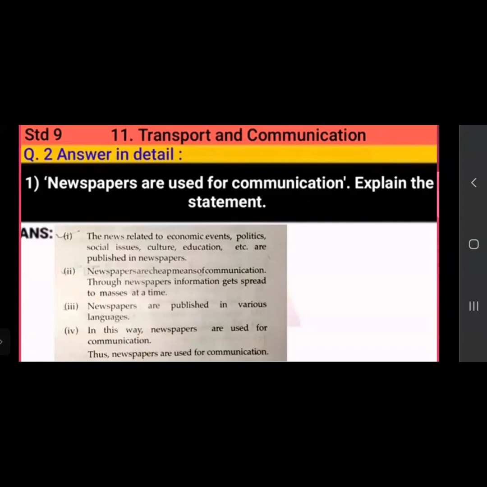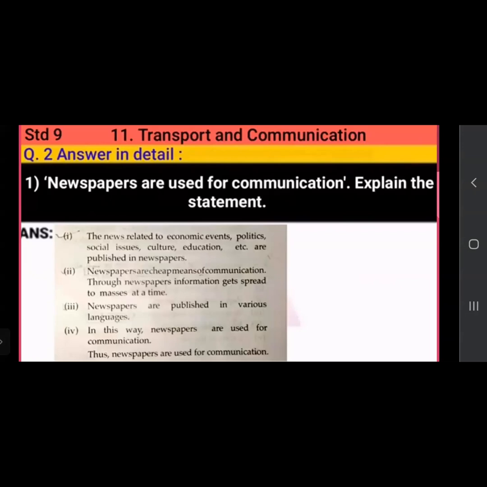Now, newspapers are used for communication. Explain the statement. This statement will be provided to you, and you have to explain it. The news related to economic events, politics, social issues, culture, education, etc. are published in newspapers. So newspapers play a very important role. The news related to economic events, politics, social issues, or educational and cultural matters is published in the newspaper.